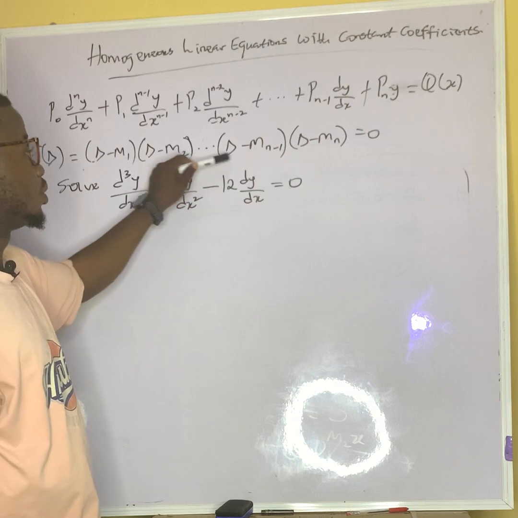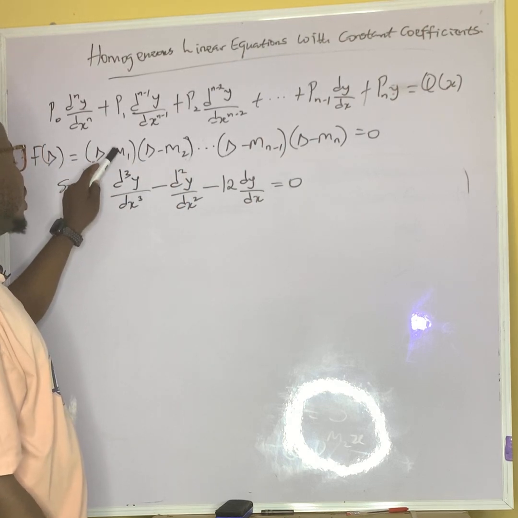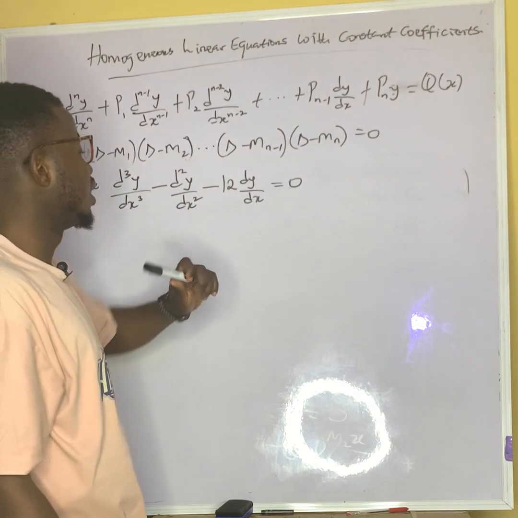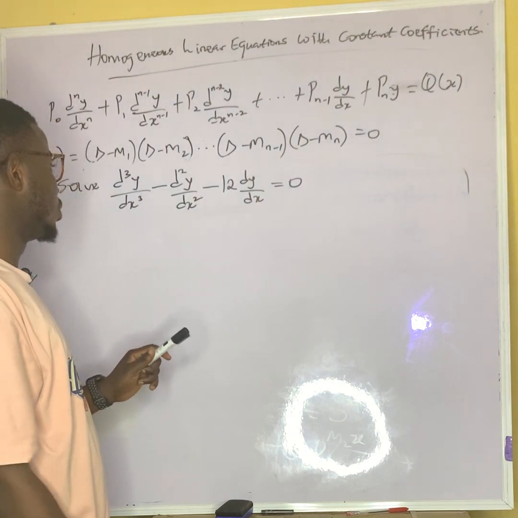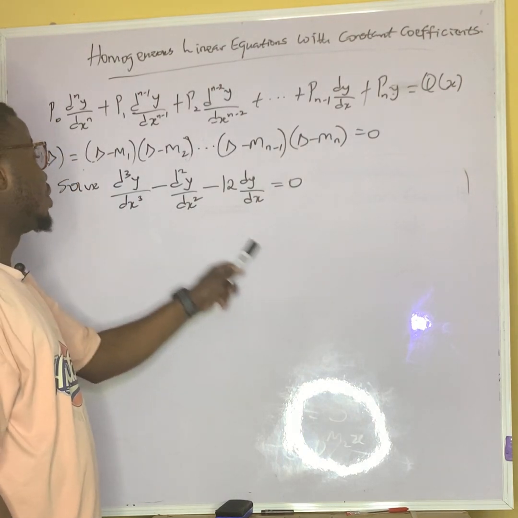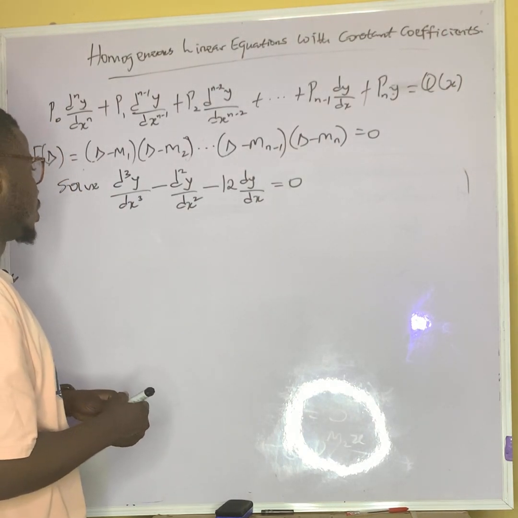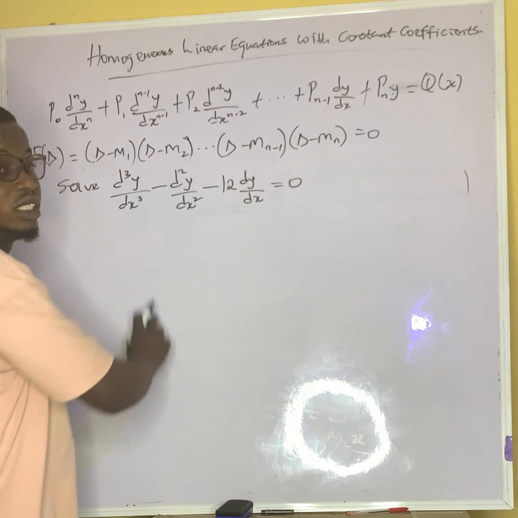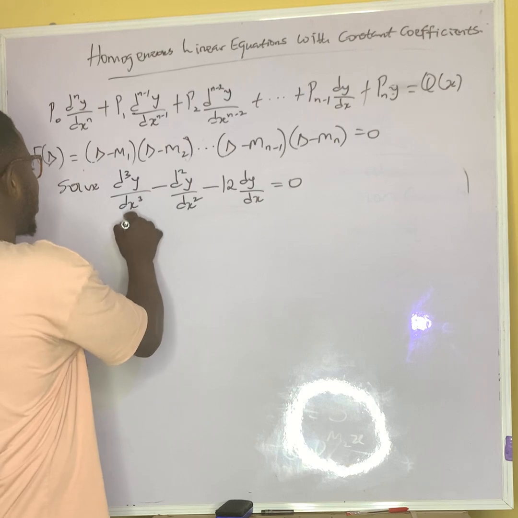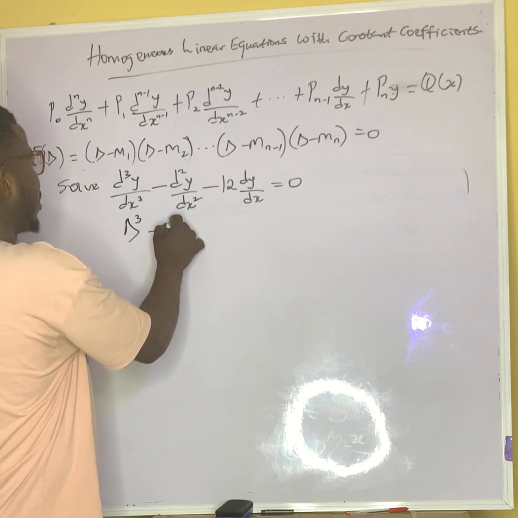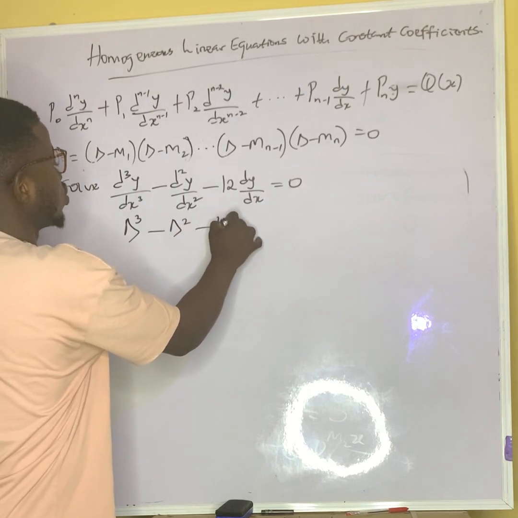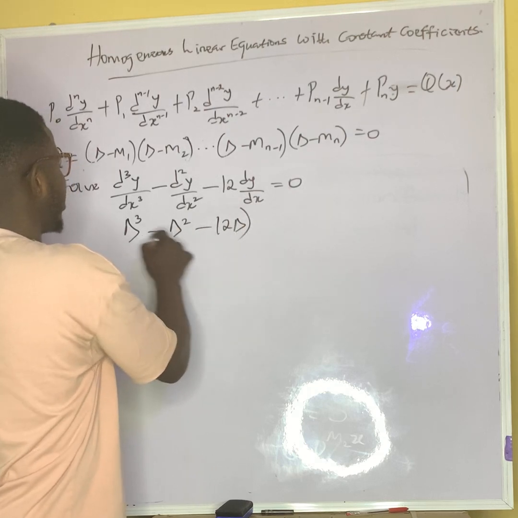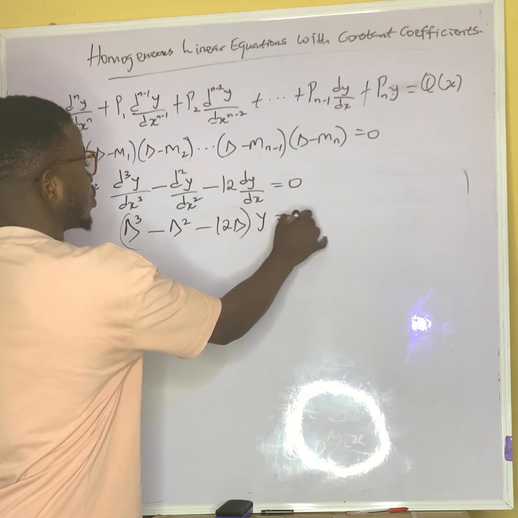This is the characteristic equation, the second equation that we have here, and all these m1, m2 up to mn are referred to as the characteristic roots. We have a differential equation here, and they ask us to solve it. So the first thing is to take this to the D operator form, and that will be D cubed minus D squared minus 12D in bracket, y equals to 0.